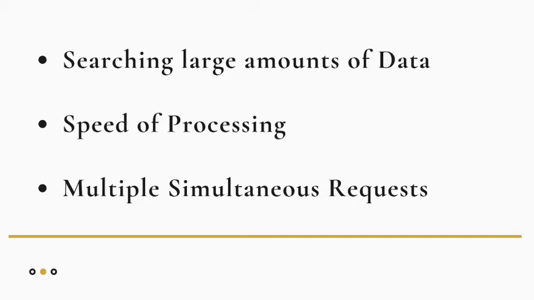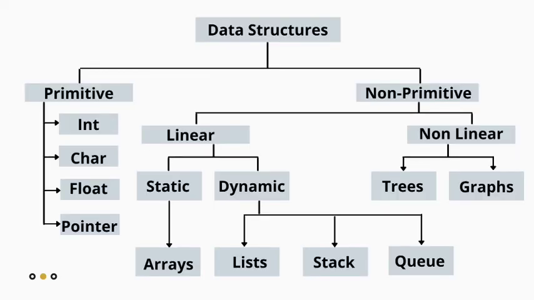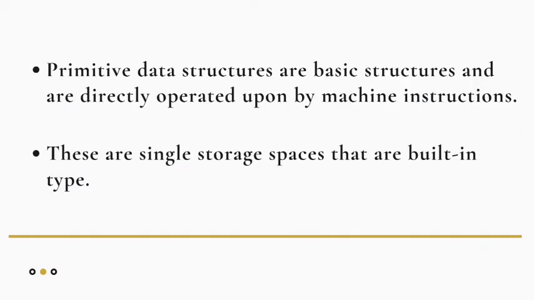Now that we have looked at its needs and real time use, let's study about its classification, its types. We can see that data structures are broadly classified into two types, primitive and non primitive. We will go through each of these nodes one by one, so let's take a look at primitive data types first. Primitive data structures are basic structures and are directly operated upon by machine instructions.